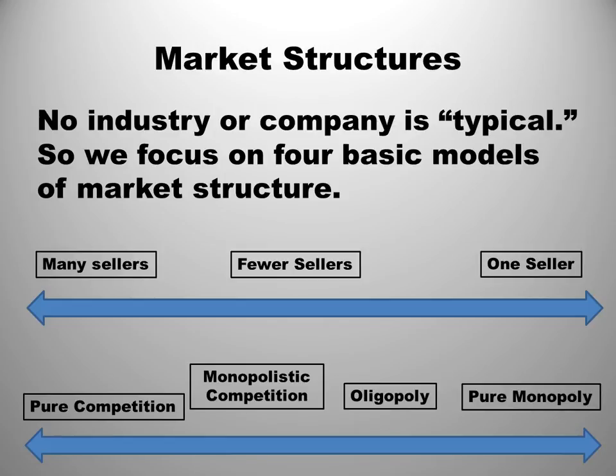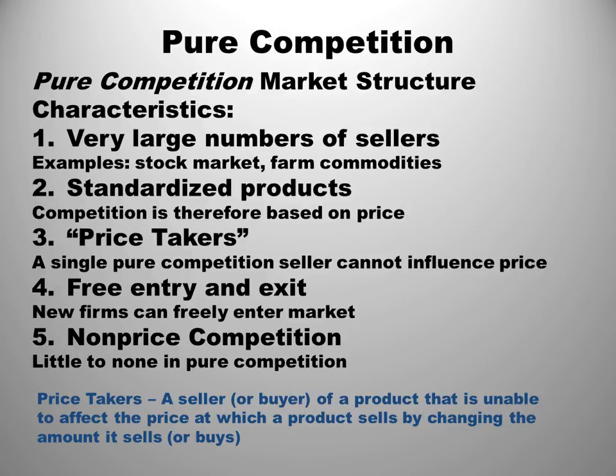On the extreme left, we have pure competition. That means thousands, hundreds of thousands, perhaps millions of sellers. Then we have monopolistic competition, which is a lot of sellers. Oligopoly is a few sellers, and pure monopoly is one seller, obviously. Let's look at each of these.